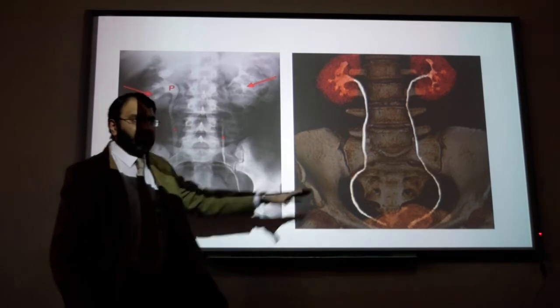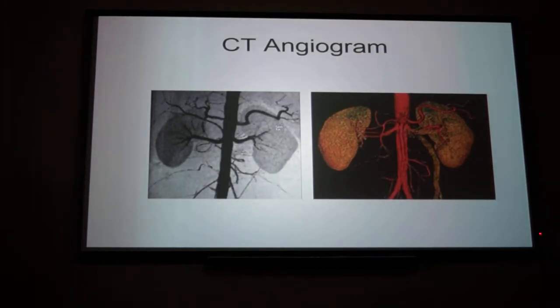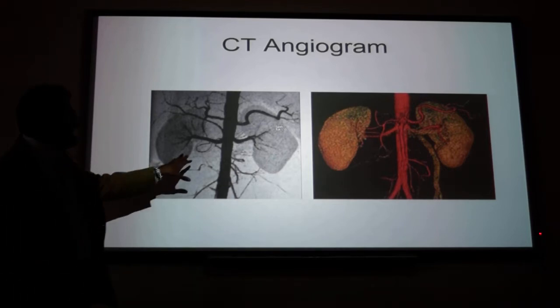And this is the same image if you do it on CT. This is a 3D reconstruction of a CT. So you can see the same information now from CT. That is why a lot of people are now changing to CT urogram rather than just the IVU, which was the old method. Another advantage of CT is angiogram.